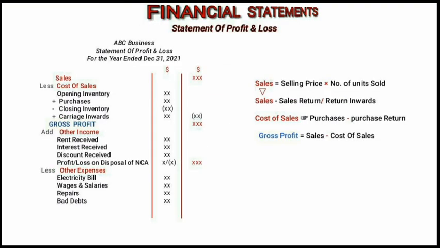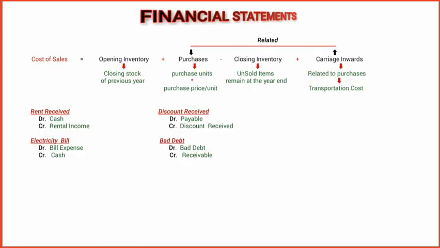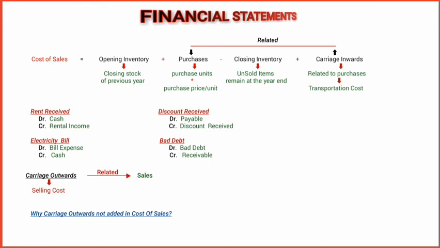The last point in other expenses is carriage outwards. Previously we discussed carriage inwards, which is related to purchases, and carriage outwards is related to sales, also called a selling cost. Basically, it is the cost of transferring or delivering finished goods inventory to the buyer's premises. Some students are confused at this point. Why is carriage outwards not added in cost of sales?